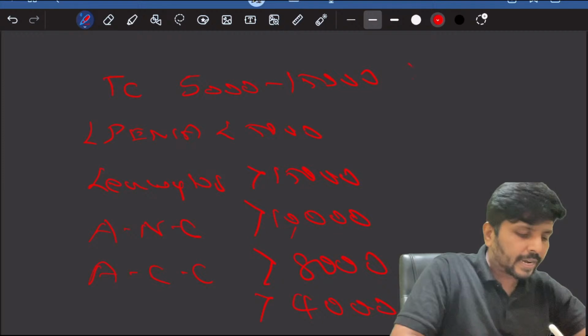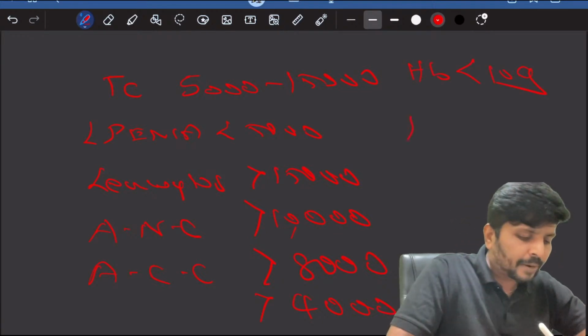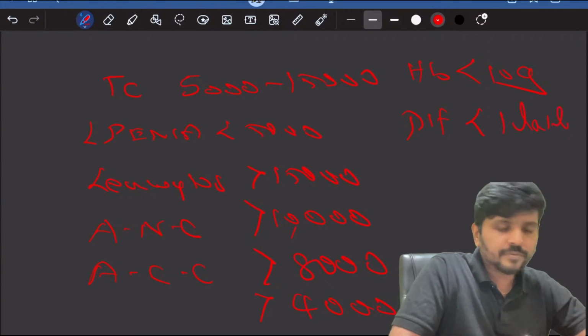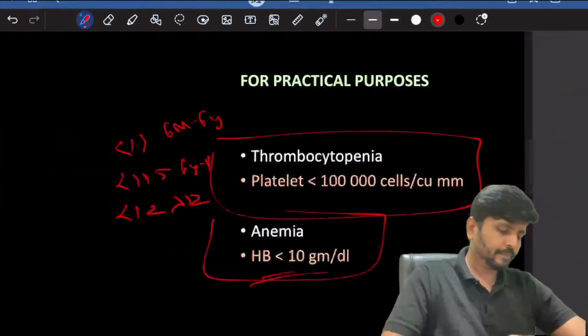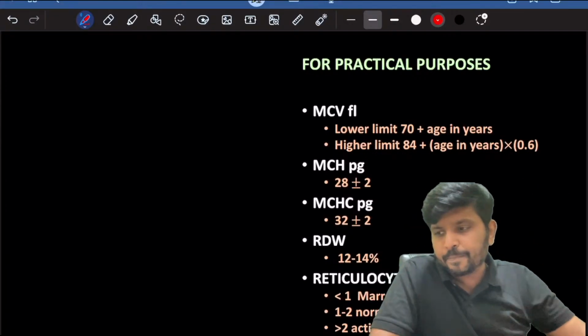What do you mean by anemia? A hemoglobin of less than 10 gram. What do you mean by thrombocytopenia? A platelet count of less than 1 lakh. Okay? Right. So with respect to RBC parameters.